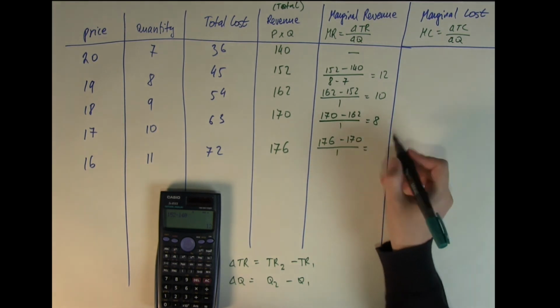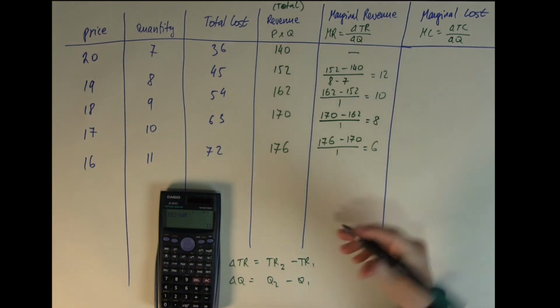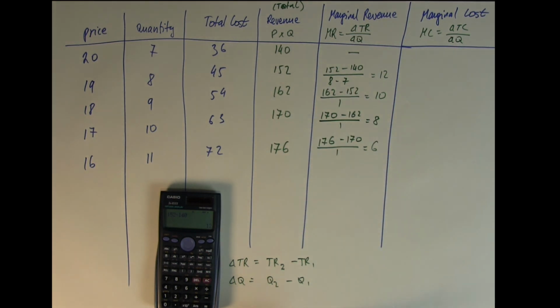176 minus 170 gives me 6. 6 divided by 1 is 6. So that was the marginal revenue. But how do I calculate the marginal cost?